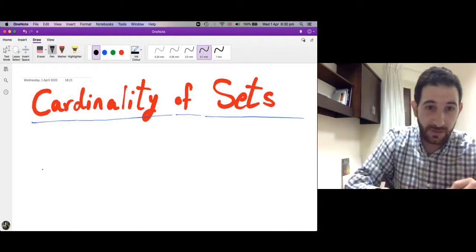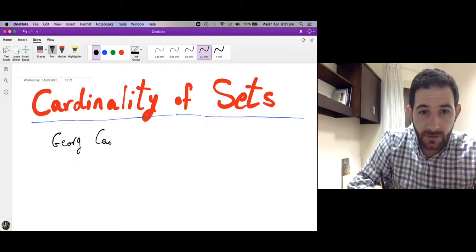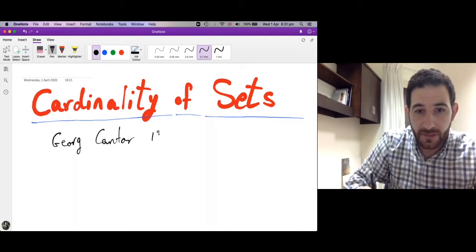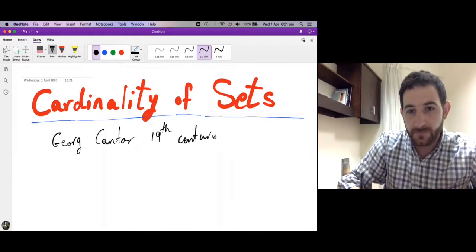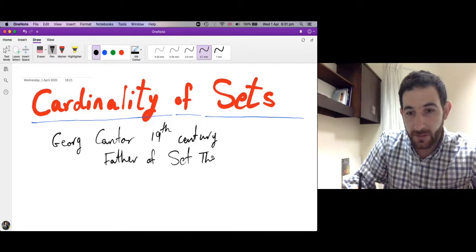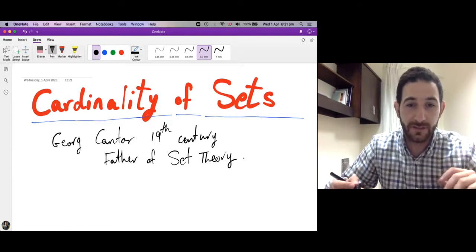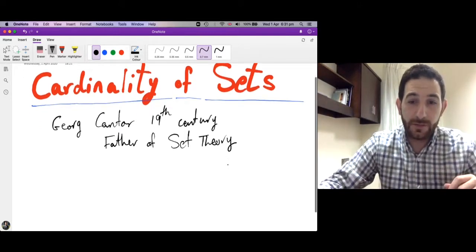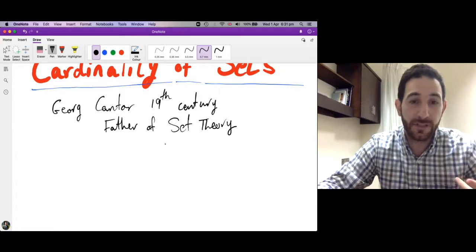He's considered, so let me write his name here. So Georg Cantor, from say late 18th and 19th century. Okay, he's considered to be the father of set theory. And set theory is the study of sets, but in other words, it's the study of infinity. Okay. Now, the basic tool he used to measure the sizes of infinite sets is bijection functions.